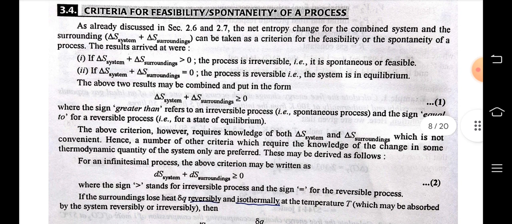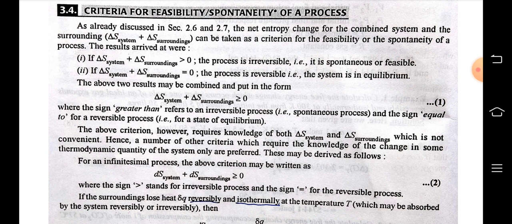Criteria for feasibility or spontaneity of a process. The net entropy change for the combined system and the surroundings can be taken as a criterion for the feasibility or the spontaneity of a process. The results arrived at were: if ΔS system plus ΔS surrounding is greater than 0, the process is irreversible, that is, it is spontaneous or feasible.